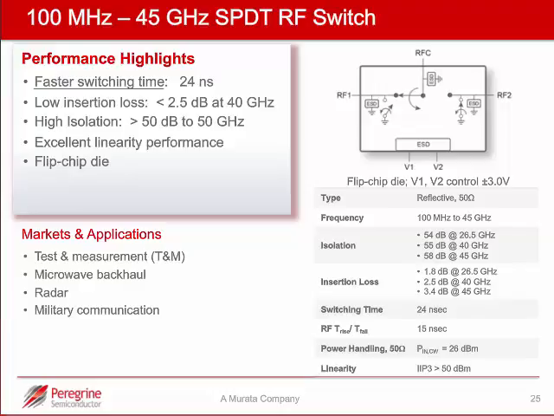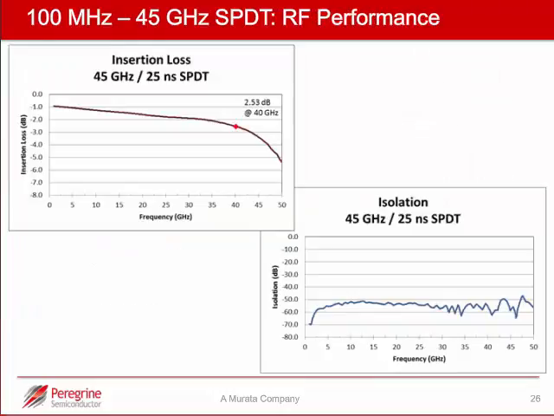This part does have a very fast 24 nanosecond transition time, and it achieves 2.5 dB insertion loss at 40 gigahertz and maintains 50 dB isolation up to 50 gigahertz. And then its linearity and power, we'll look at that in detail. Here are the two primary metrics, insertion loss and isolation. You can see the 2.5 at 40, and then maintaining a good 50 dB isolation across its entire frequency range.